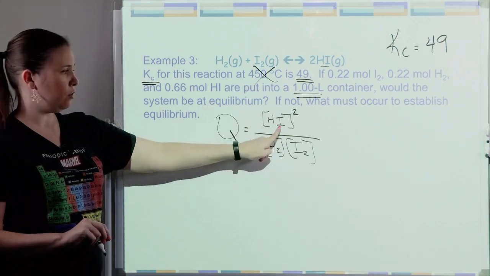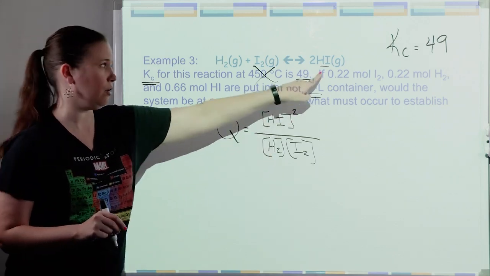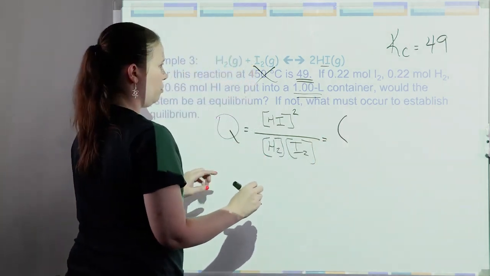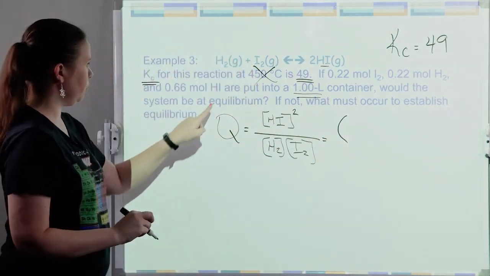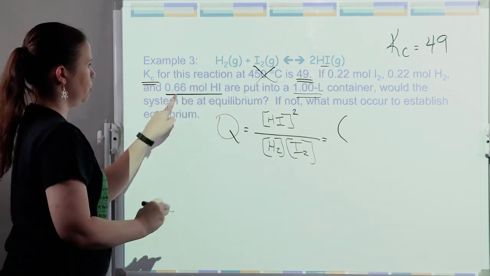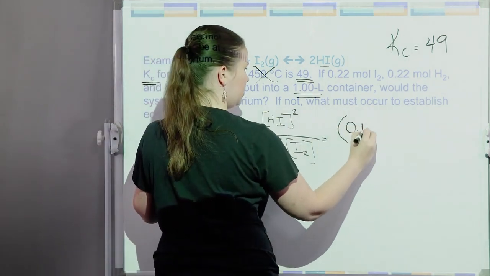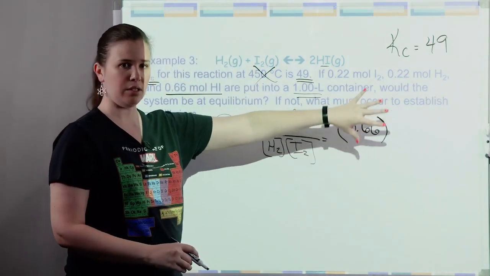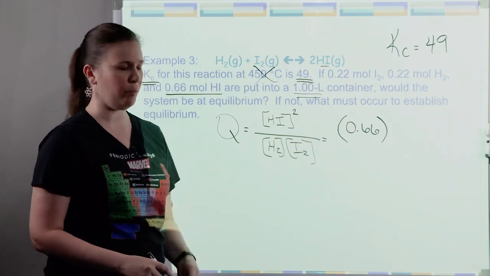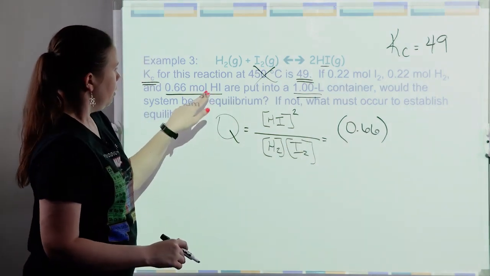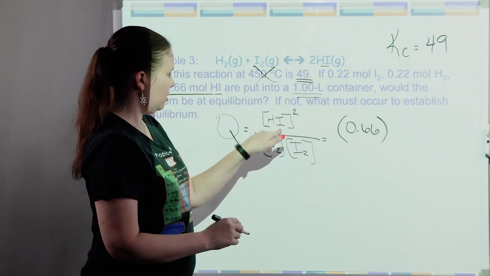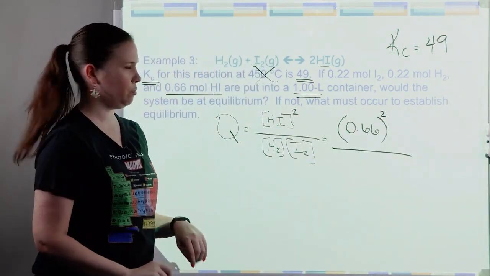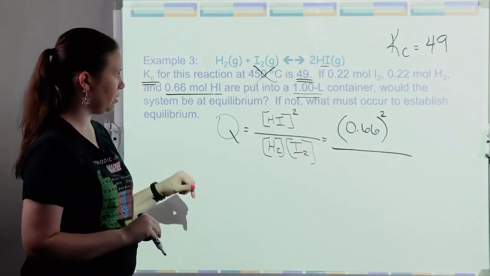Now I want to plug in the molarities. So again, be careful of the liters. So since I have 1 liter, the moles are the molarities. And the first one on top I want to look for is the HI. So that's going to be the 0.66. And again, I'm not going to write the units. I'm not worried about them canceling out. I just want to make sure that I have molarities when I put them in there. So that's my HI. So notice how that was squared. You want to make sure that you don't forget the square.